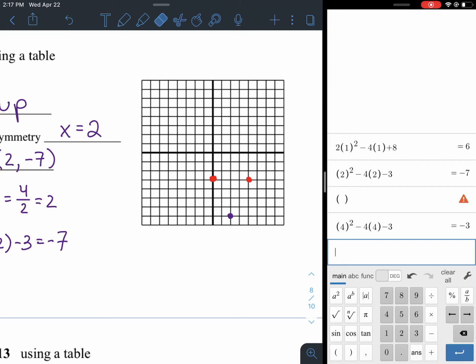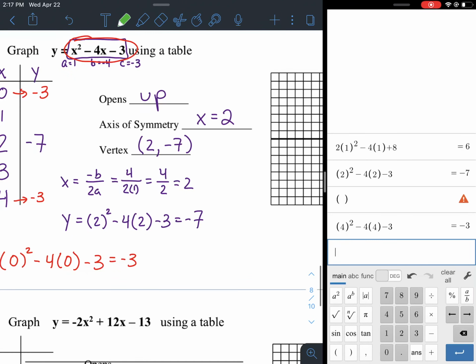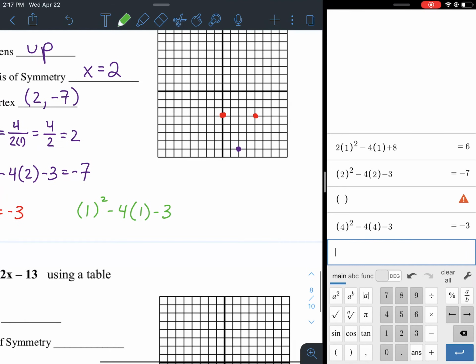Now lastly, what about 1 and 3? These two answers are going to be the exact same number. Okay, so what I'm going to ask myself is which number is easier to work with, 1 or 3? In my opinion, the answer is 1. So what I'm going to do is I'm going to do this same equation, the original equation, but I'm going to plug 1 in instead. So using again one more time this equation, parenthesis 1 squared minus 4 times 1 minus 3.